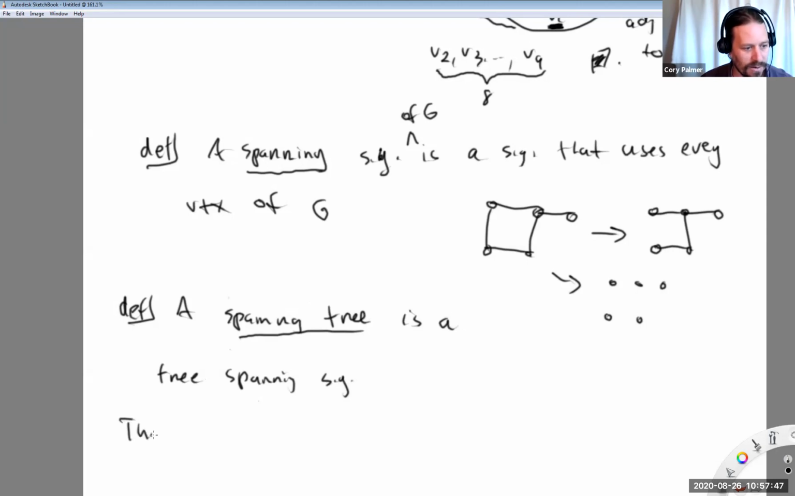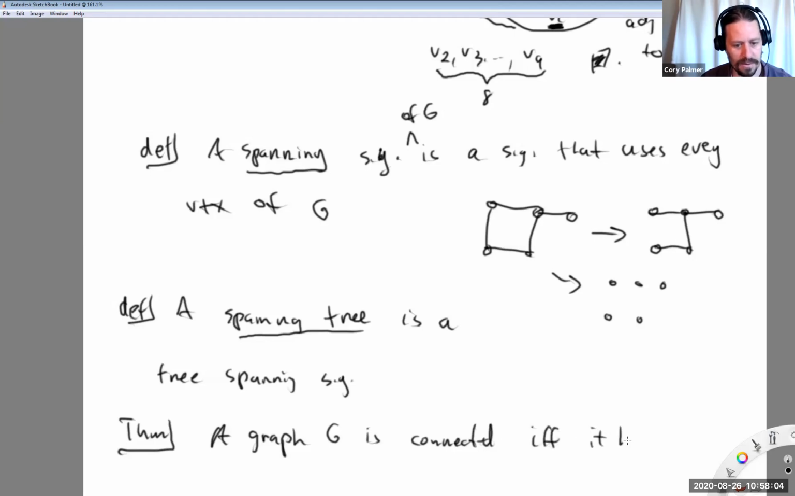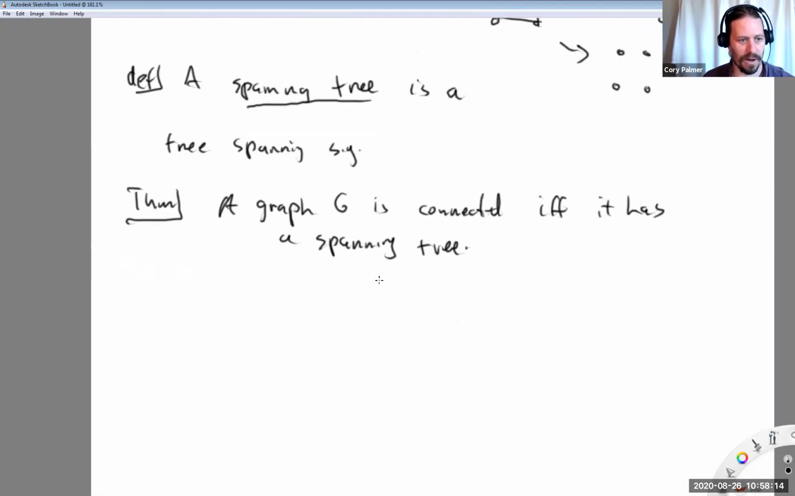Let me state a theorem here that we won't prove, although I'll sort of hand wave some ideas real quick. I state this a little differently than in the notes, but a graph G is connected if and only if it has a spanning tree. Okay, so this is a new way of characterizing being connected. You're connected if and only if you have a spanning tree. I'm not going to prove the whole thing, but I want to talk about the two directions for a moment here, just in the last minute.